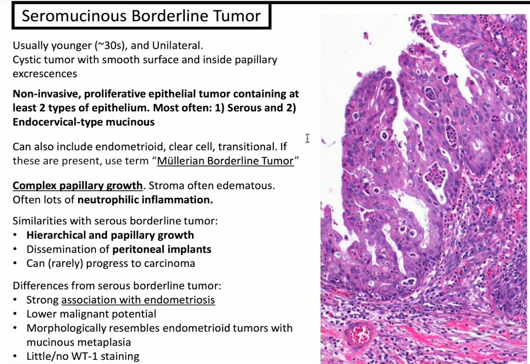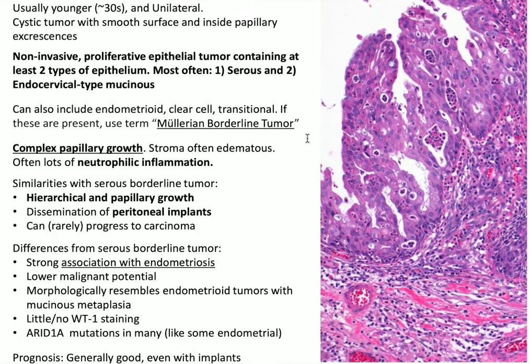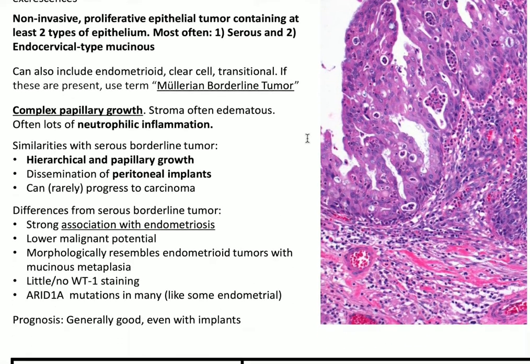Your seromucinous borderline tumor, usually younger in the 30s, unilateral, cystic tumor with smooth surface and inside papillary excrescences. You have non-invasive proliferative epithelial tumor containing at least 2 types of epithelium, most often 1, serous, and 2, endocervical type mucinous. And it can also include endometrioid, clear cell, transitional, and if those are present, you use the term Mullerian borderline tumor. You'll have complex papillary growth. Stroma is often edematous, and often lots of neutrophilic inflammation.